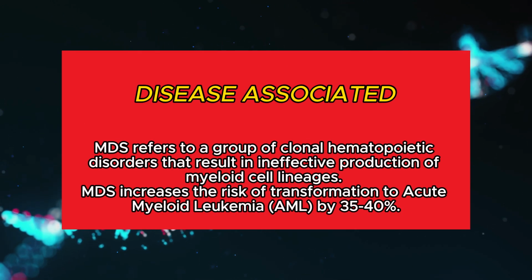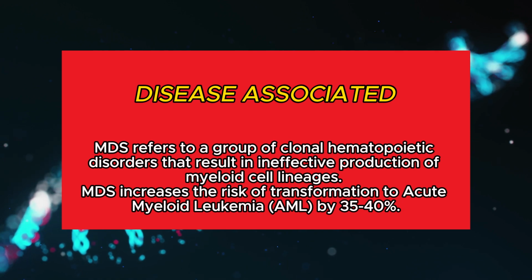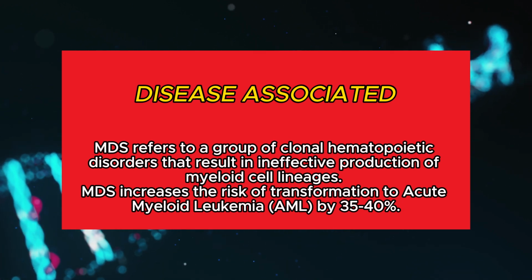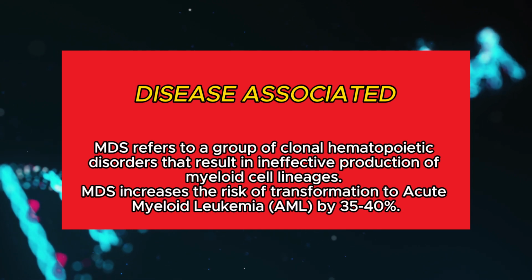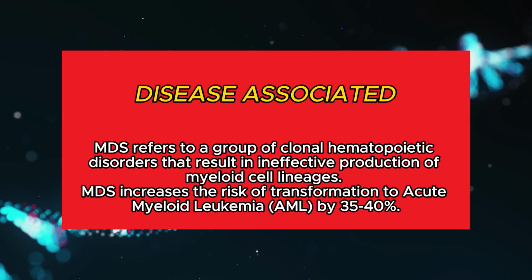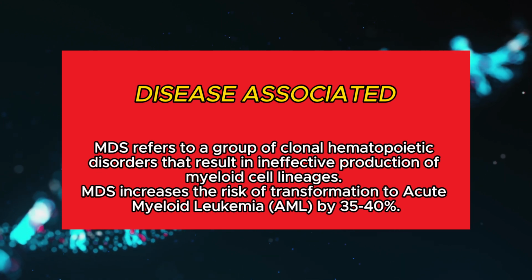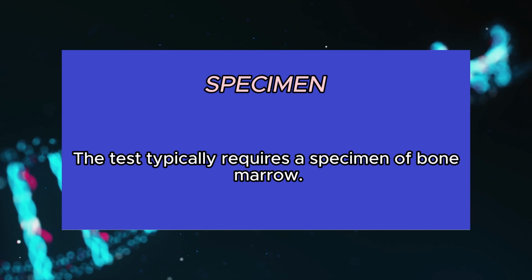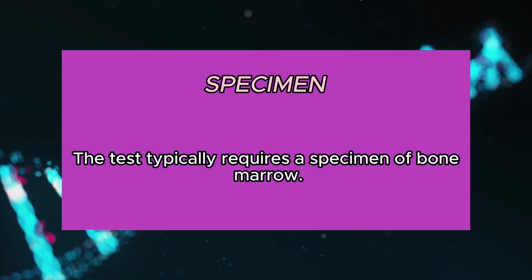Diseases associated. MDS refers to a group of clonal hematopoietic disorders that result in ineffective production of myeloid cell lineages. MDS increases the risk of transformation to acute myeloid leukemia, AML, by 35–40%. Specimen used. The test typically requires a specimen of bone marrow.